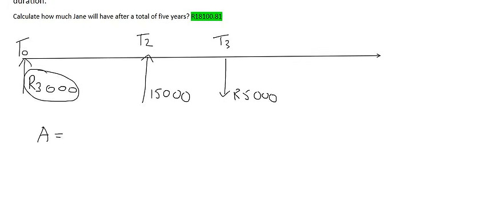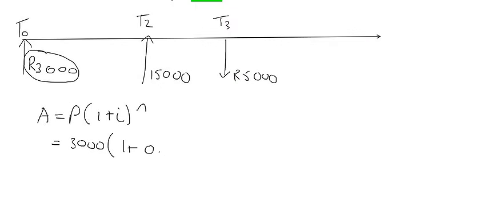Because it's compound interest, we'll use the compound formula. And the starting amount will be 3,000 Rand. The interest rate is 9%, which is 0.09, and that'll grow for 2 years. If you work all of that out, you would get a value of 3,564 Rand and 30 cents. So that is how much Jane would have after 2 years.